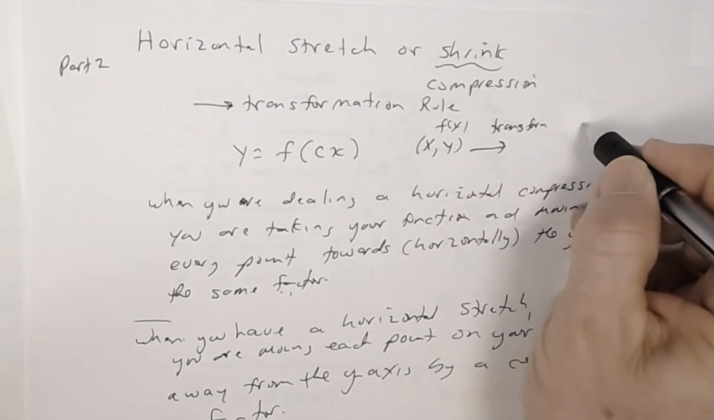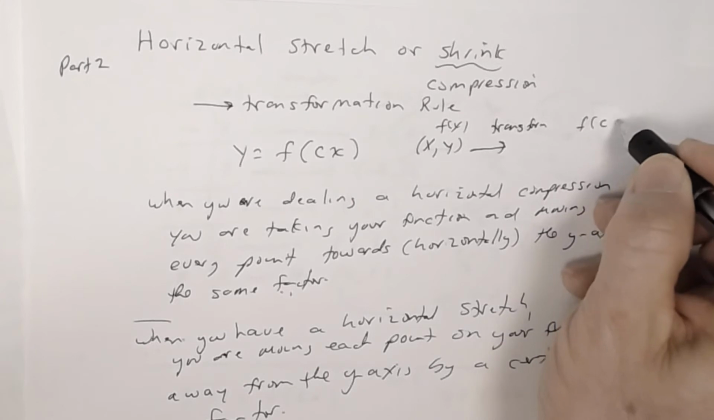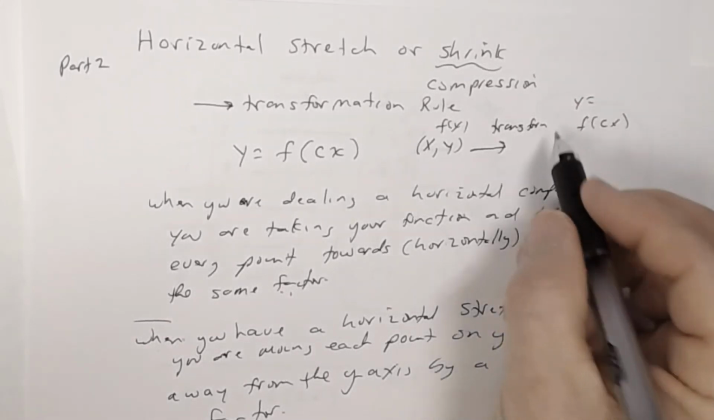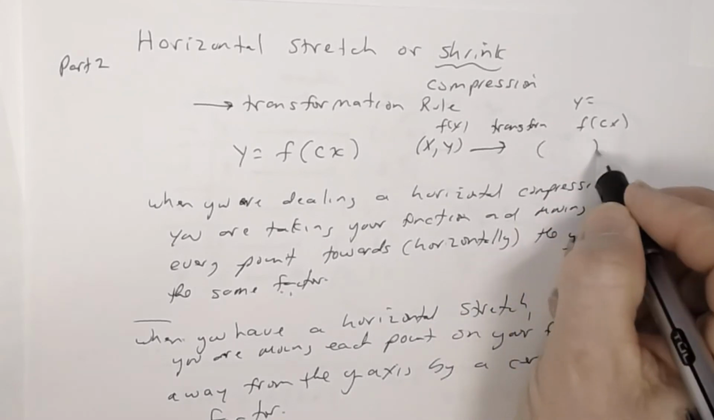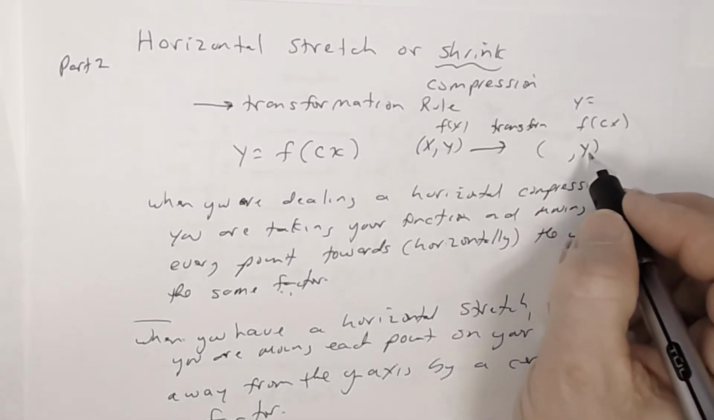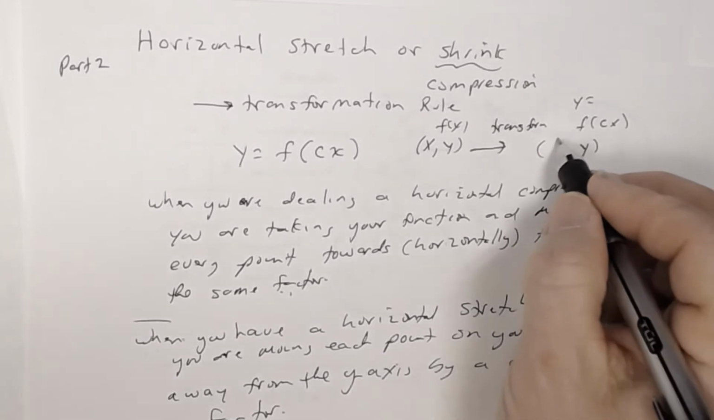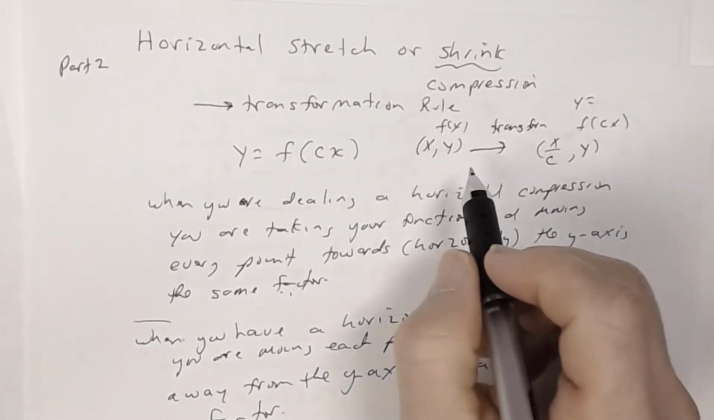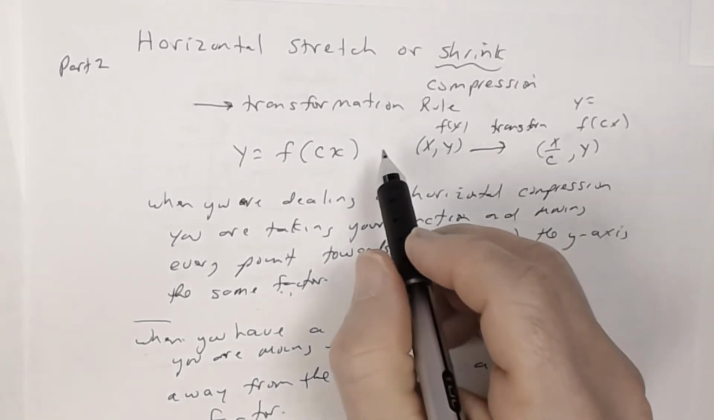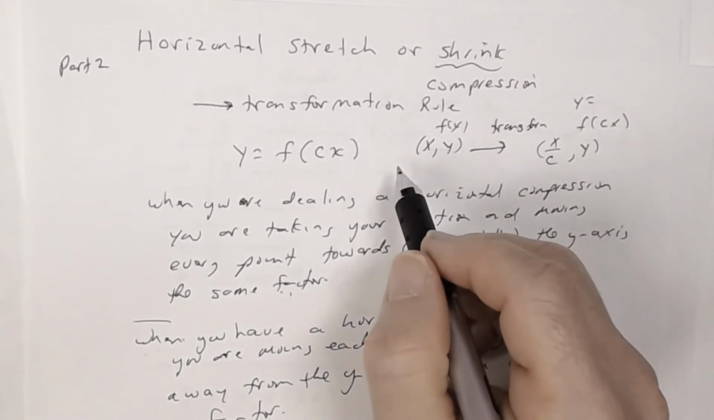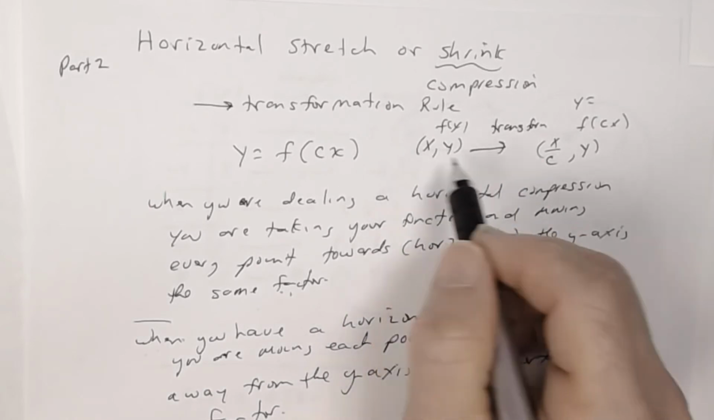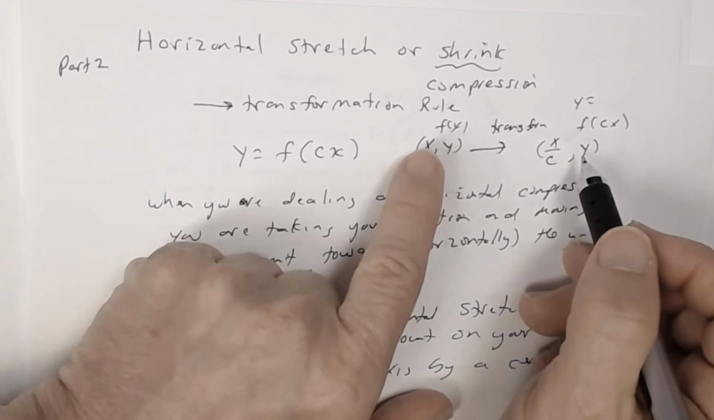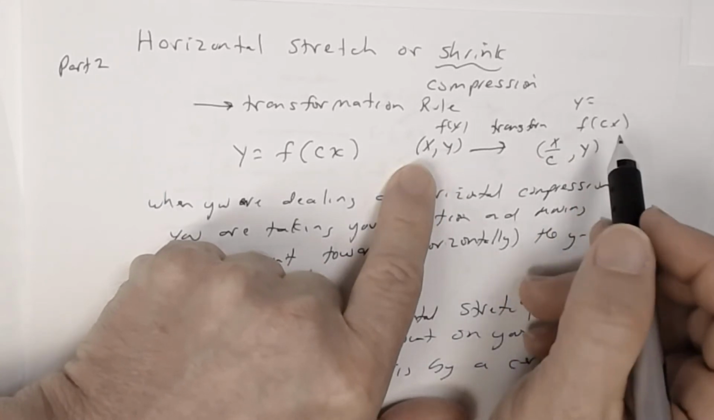So when the rule is y equals f of cx, it transforms to this. Remember, the y values stay the same, but how do we get the x value? We took the x value and divided by what? C. That's the rule. When you do a transformation, whether it's a horizontal stretch or a horizontal shrink, the y value stays the same. All you do is take the x value and divide by c.